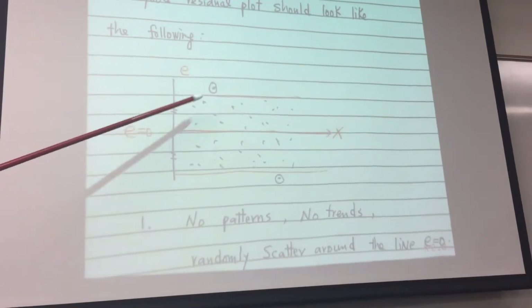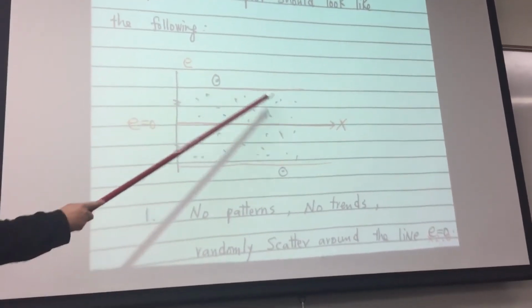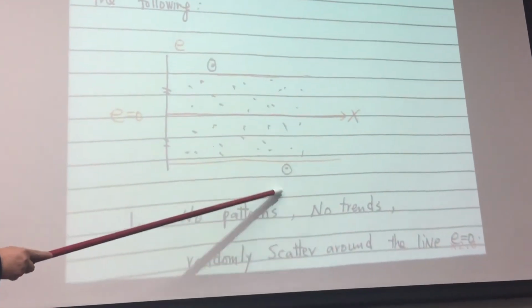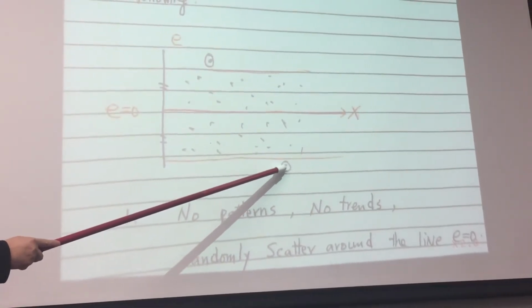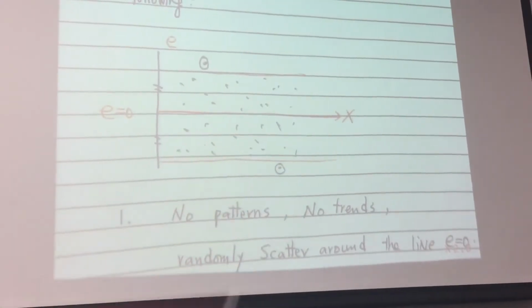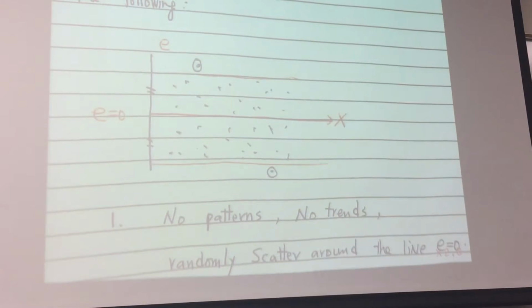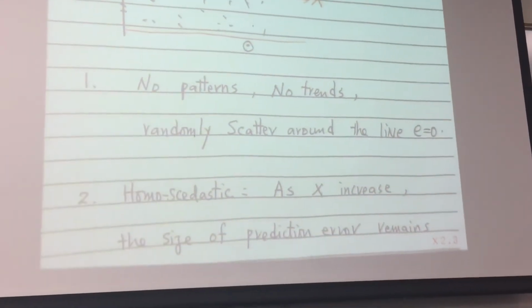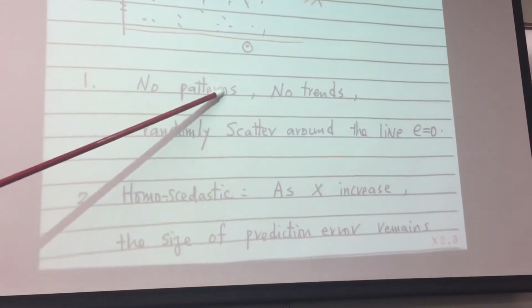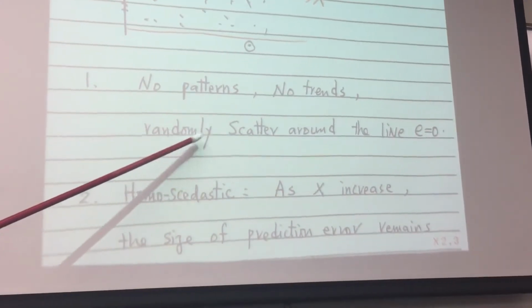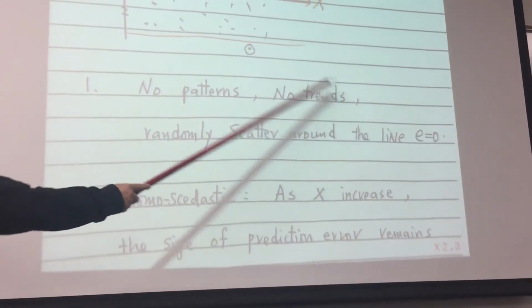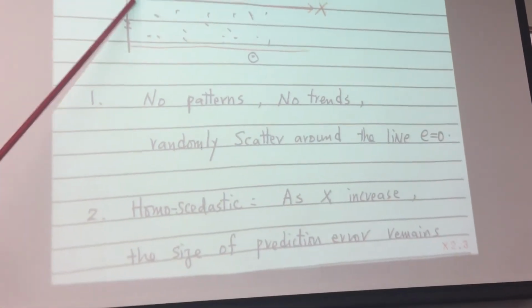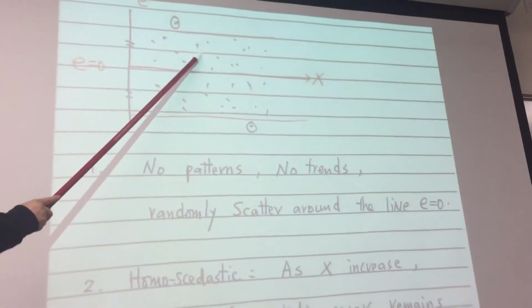Well, you may see one or two observations fall outside the band, but that's fine. Is that okay? One or two is fine, as long as you don't see too many. A good residual plot should look like this: no patterns, no trends, randomly scattered around the line E equal to 0. This is E equal to 0, and the points are randomly scattered around it, okay?